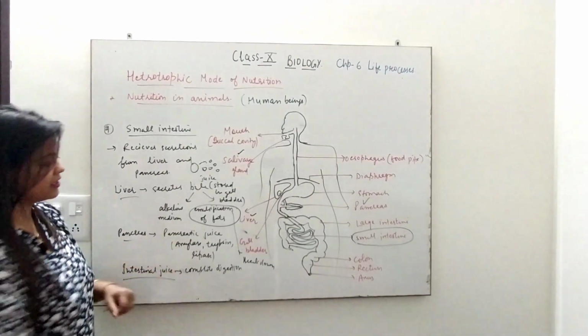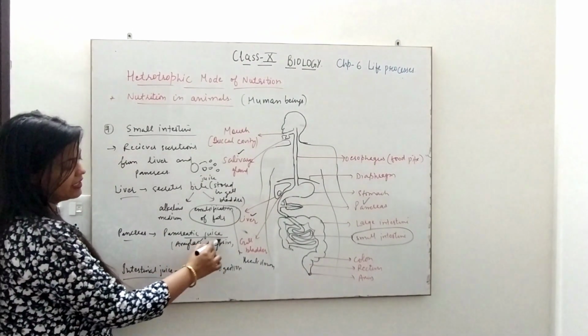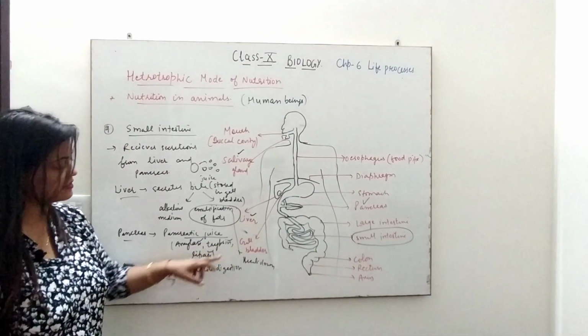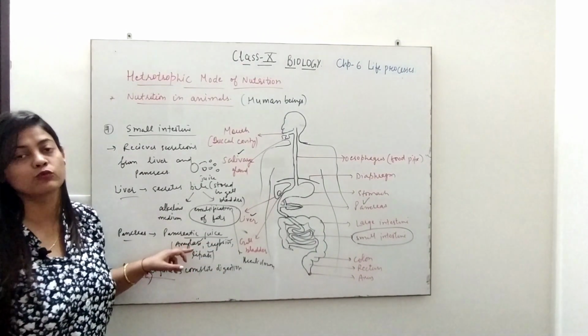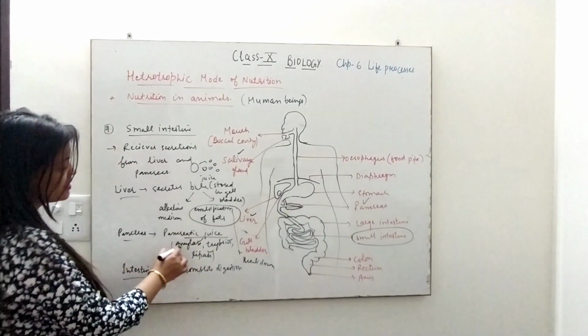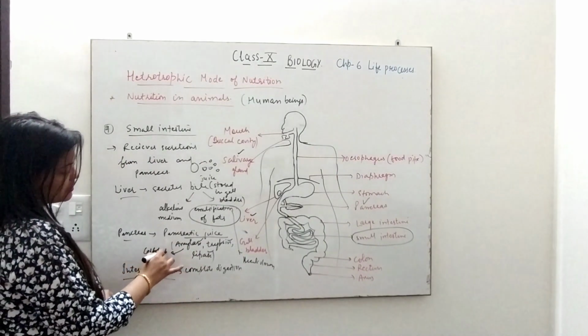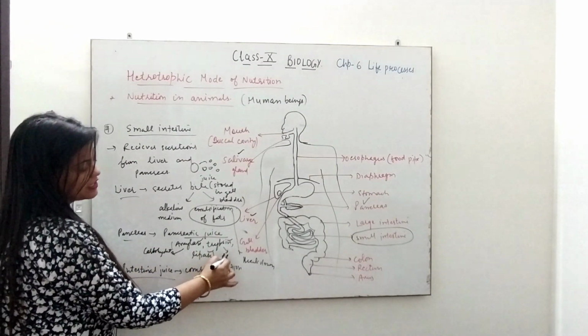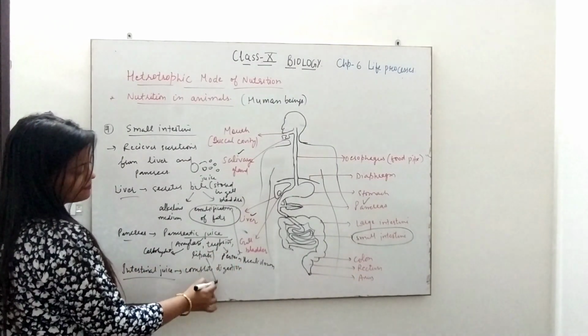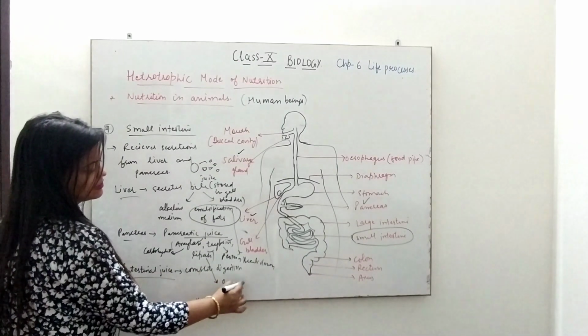Pancreas secretes pancreatic juice which has some specific enzymes: amylase, trypsin and lipase. So amylase will do the final digestion of carbohydrate. तो जो sugar बच गए थे, उनका final digestion करेगा. Trypsin will do the final digestion of protein and lipase will do the final digestion of lipids or fats.